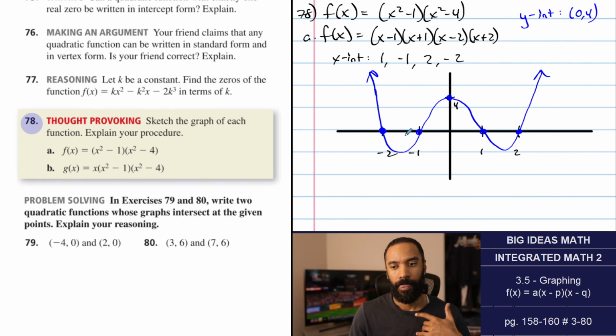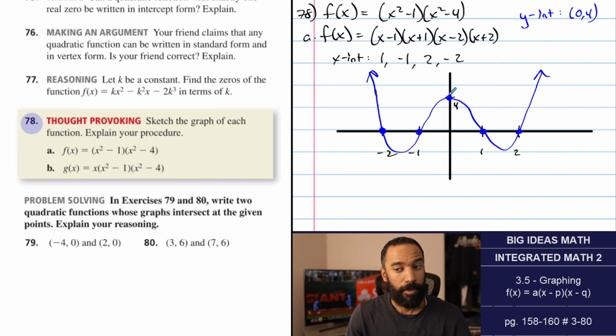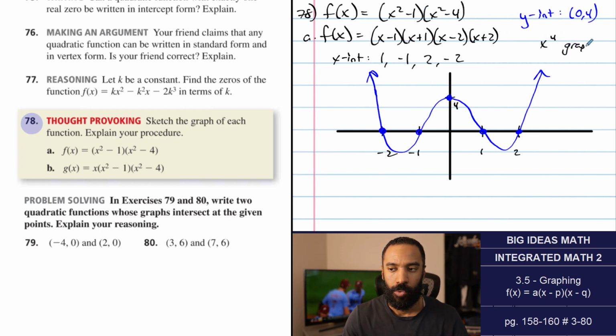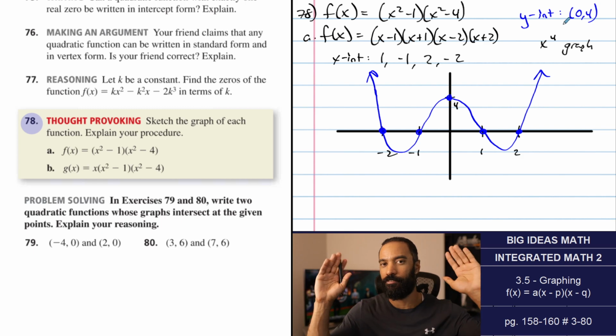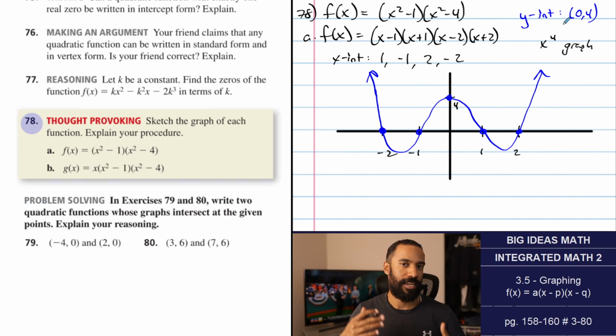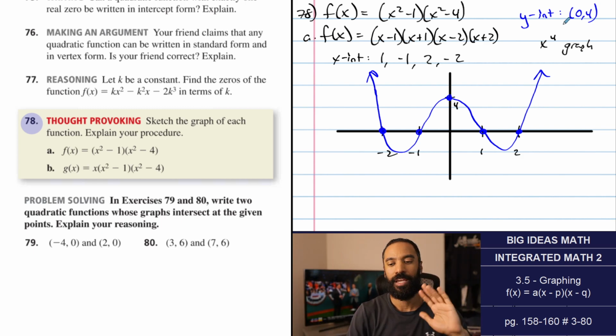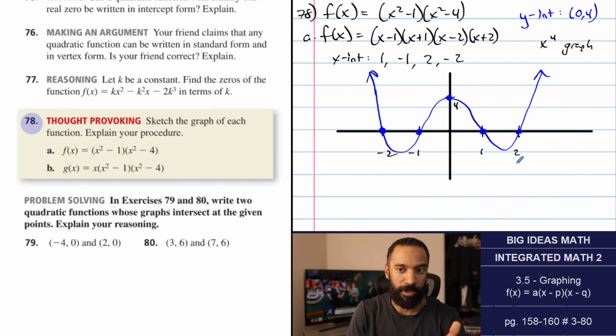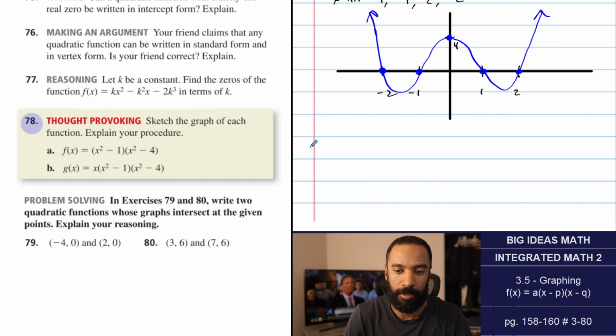I found my x-intercepts. I found my y-intercept. It's an x to the 4th graph, which means it'll have this nature of starting and finishing in the same direction, because when I raise negatives to an even power, it still turns positive. There are a lot of jumps in between, and this is what bigger polynomials do. Again, IM3. But hey, we're on the big problems, right?